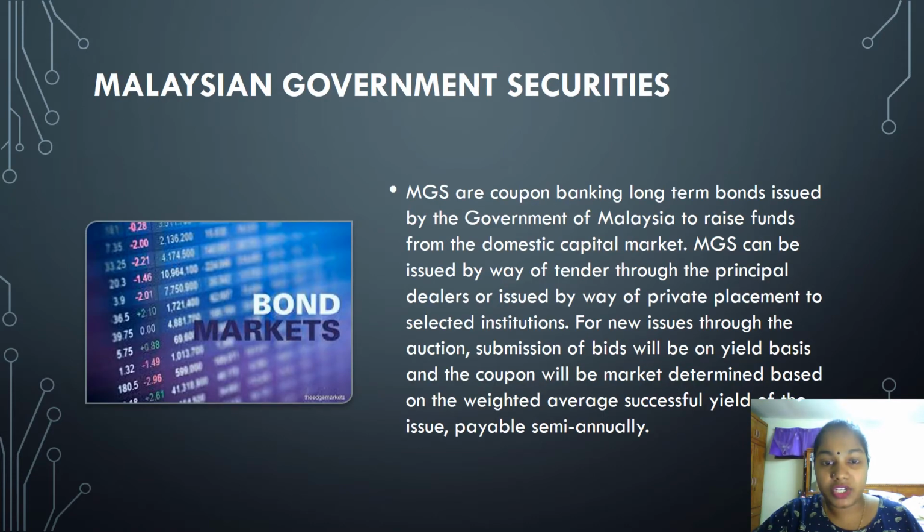What is meant by Malaysian government securities? Malaysian government securities are coupon-bearing long-term bonds issued by the government of Malaysia to raise funds from the domestic capital market. They can be issued by way of tender through the principal dealers or issued by way of private placement to selected institutions. For new issues through auction, submission of bids will be on yield basis and the coupon will be market determined based on the weighted average successful yields of the issue, payable semi-annually.